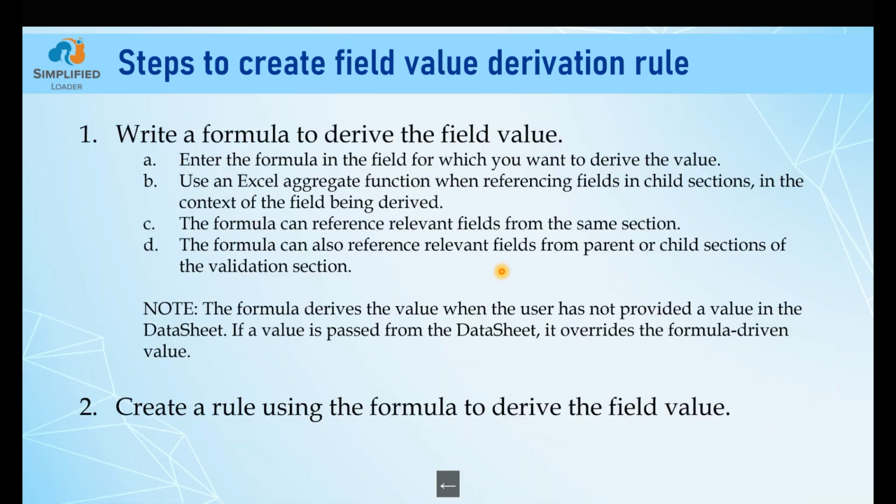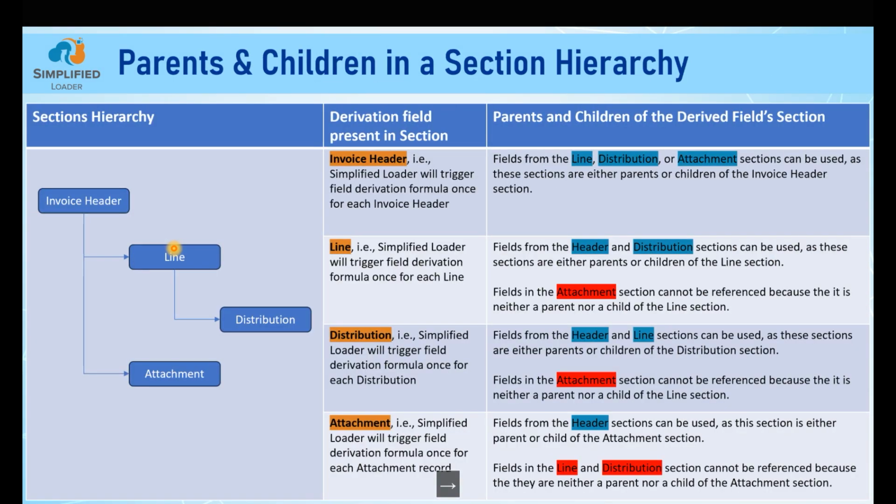Let me go back to the slide with the formula guidelines. Point C mentions that the formula can use relevant fields from the same section where the field is being derived. Point D states that fields from parent and child sections can also be referenced. To explain valid parent and child sections, I will bring up another slide. In the first example, if the field being derived is in the invoice header section, the formula can reference fields from child sections such as line, distribution, or attachments.